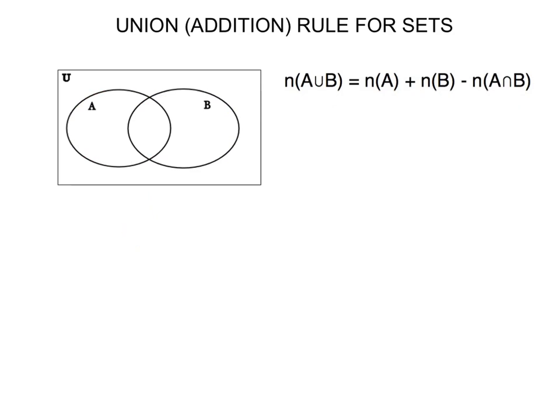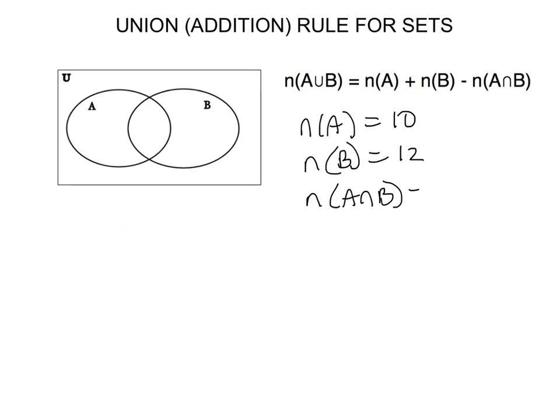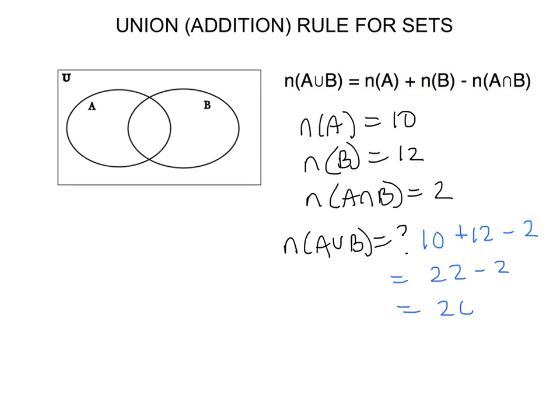So let's take a look at a simple example. Let's say that we know that there are 10 elements in A, there are 12 elements in B, and there are 2 elements in their intersection. So the question then becomes, how many elements are there in the union? Well, we can just simply use the math that we have to say, okay, it's going to have to be 10 plus 12 minus 2, which is 22 minus 2, which is just 20.